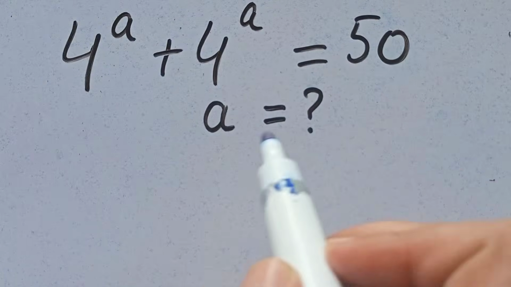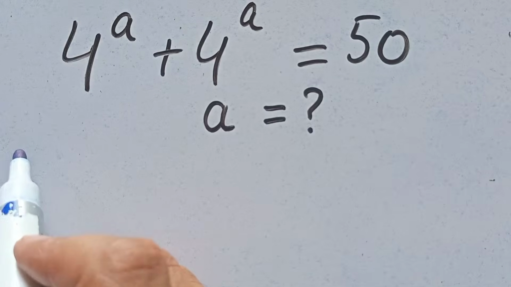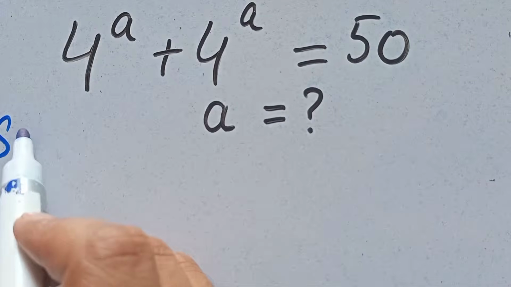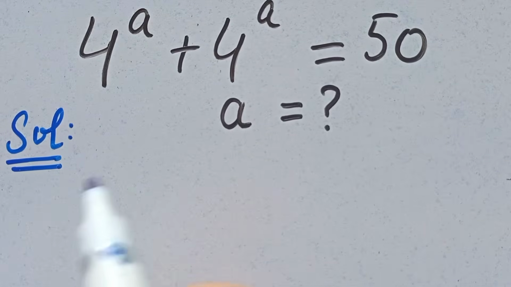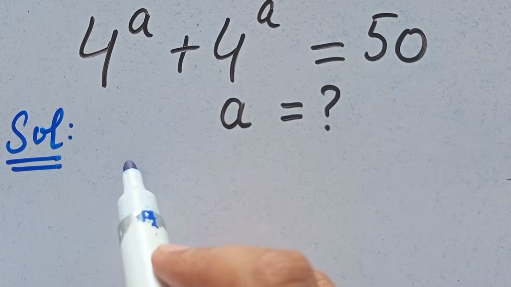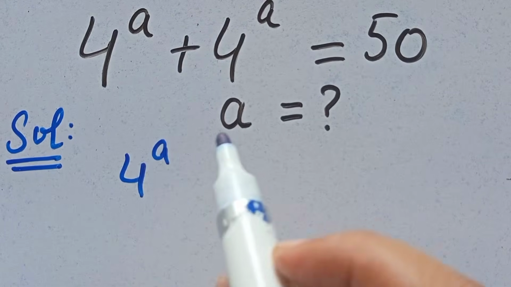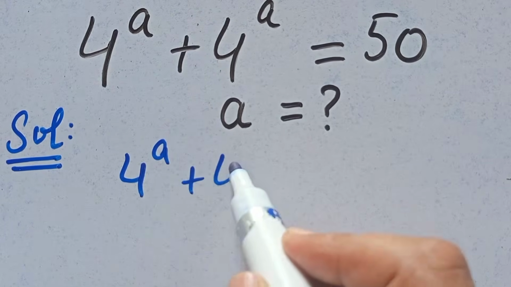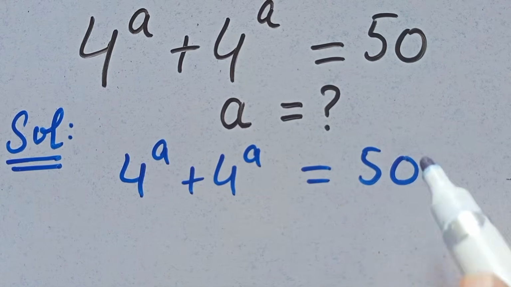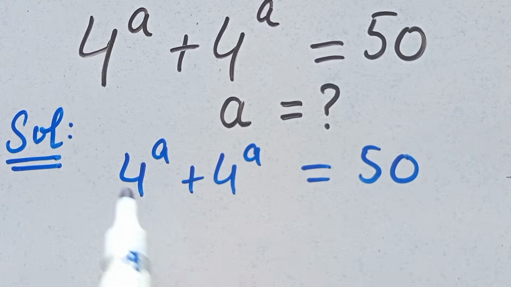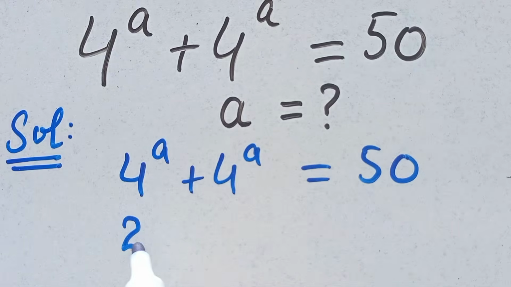4 power a plus 4 power a equals 50. a equals question mark. What will be the value of a? Let's start the solution. That is, we have 4 power a plus 4 power a equals 50. We will have to simplify this equation for the value of a.